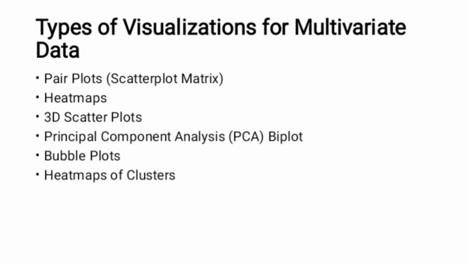Next, bubble plot. Bubble plots are an extension of scatter plots where each point is represented by a bubble and the size of the bubble reflects an additional variable. Next, heat maps of clusters. When performing clustering, a heat map can be used to show how different clusters behave across multiple variables.